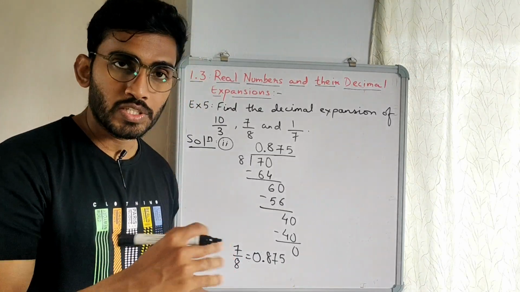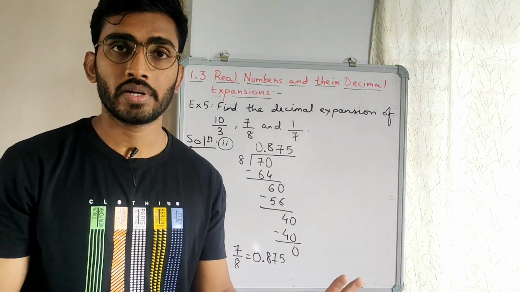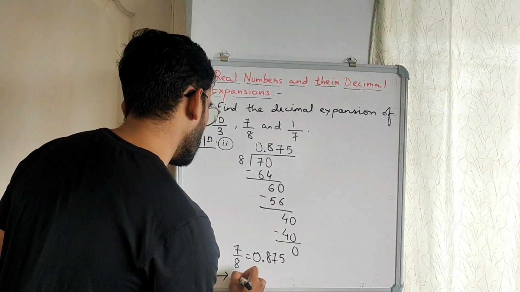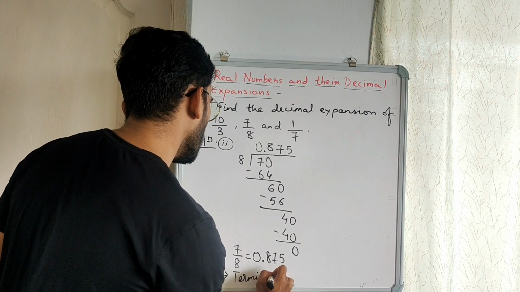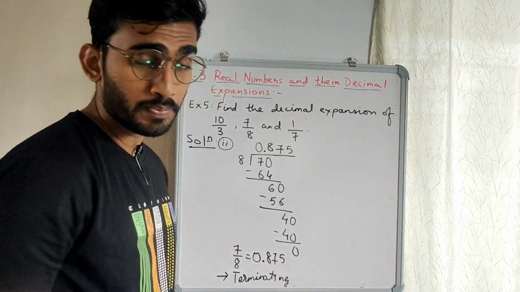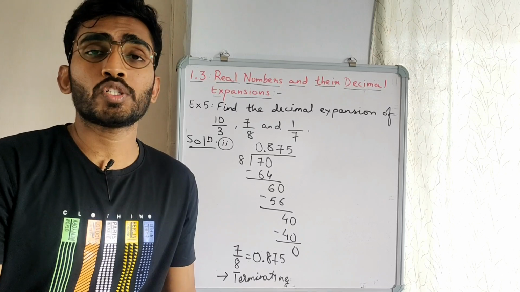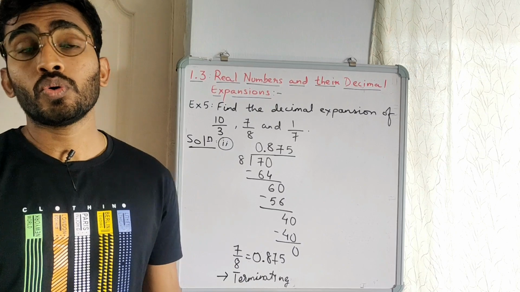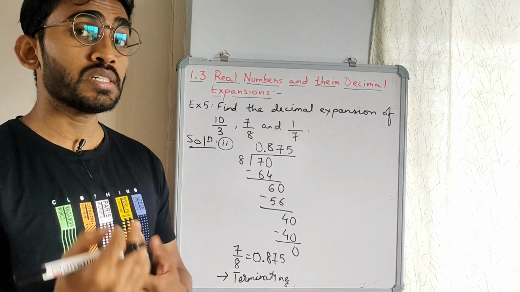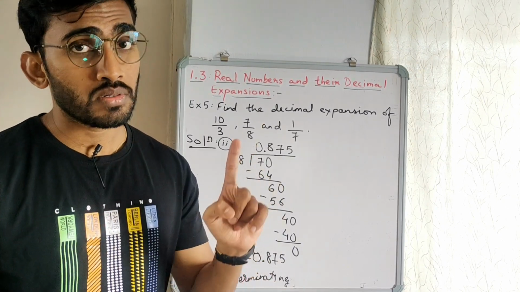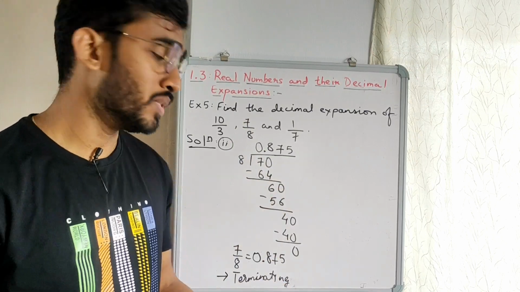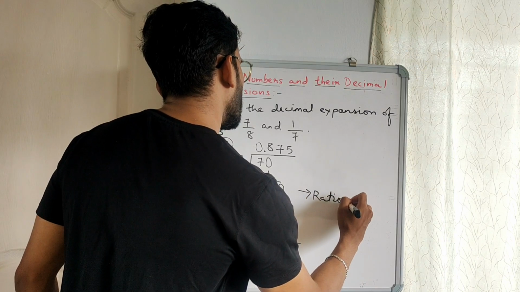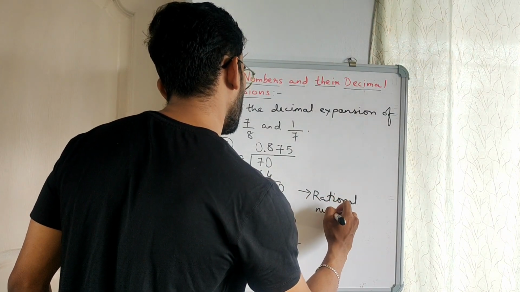After 5 there is no other digit coming, it is stopped. So this form of decimal is called terminating. As I explained to you, terminate means to get stopped. The division has been stopped, so it is terminating. So when the decimal form is terminating, that also will be categorized as a rational number. So write down below this point that this also is a rational number.